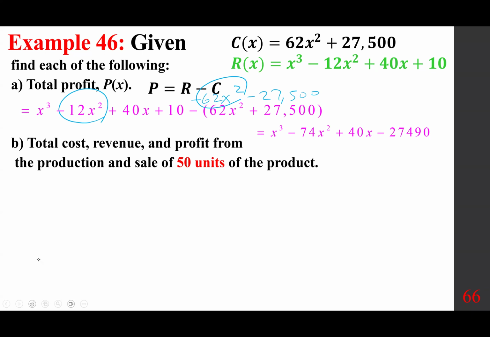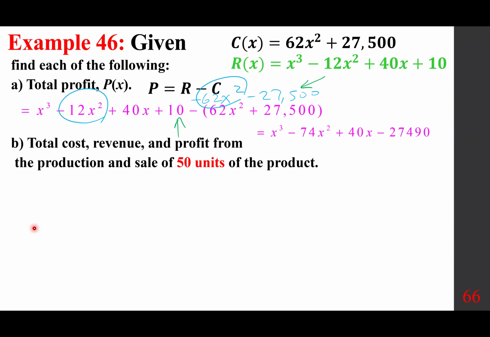So we get x cubed, negative 12, negative 62, negative 74x squared plus 40x, 10 minus 27,500 gives us minus 27,490, in other words. So basically combine like terms, it's elementary algebra.